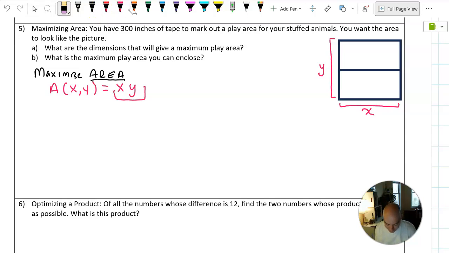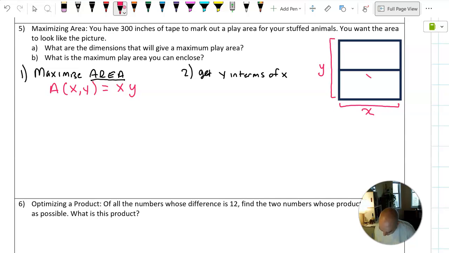We're basically going to try to get y in terms of x. So step 1 is write your area function. Step 2 is get y in terms of x. That's our goal. Let's go to the diagram. Let's label some more stuff.